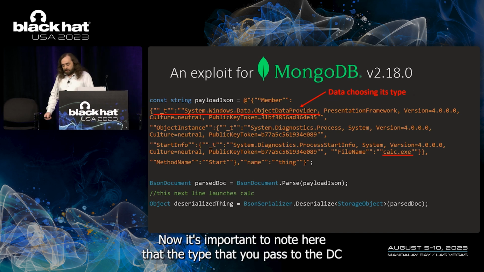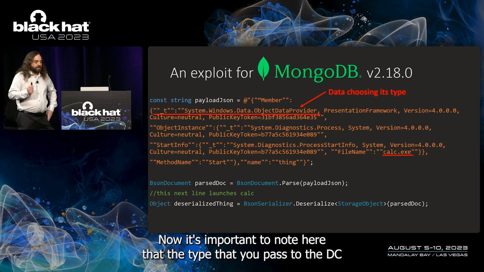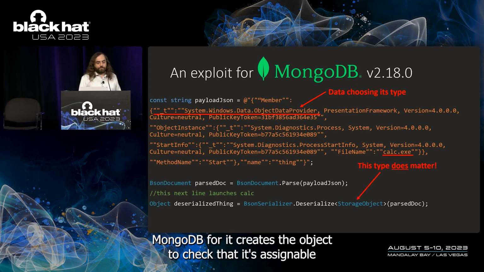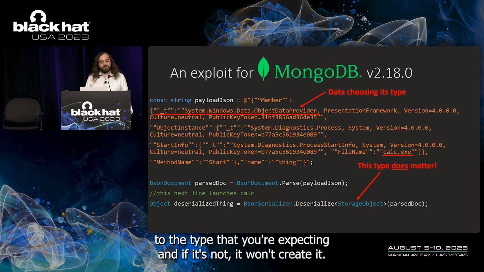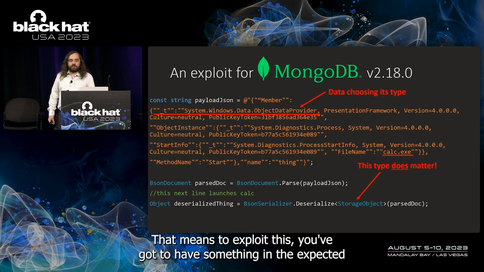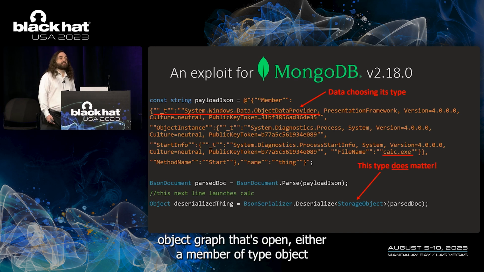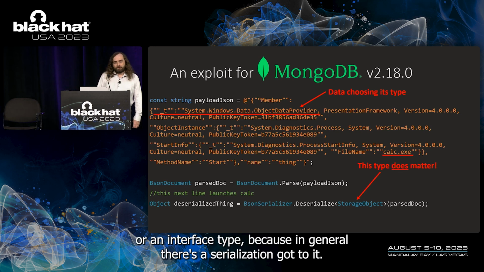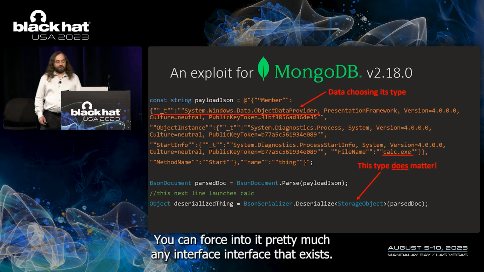Now, it's important to note here that the type that you pass to the deserialize here does matter. MongoDB, before it creates the object, will check that it's assignable to the type that you're expecting. And if it's not, it won't create it. That means to exploit this, you've got to have something in the expected object graph that's open-ended, either a member of type object or an interface type, because in general, there's a serialization gadget you can force into pretty much any interface type that exists.